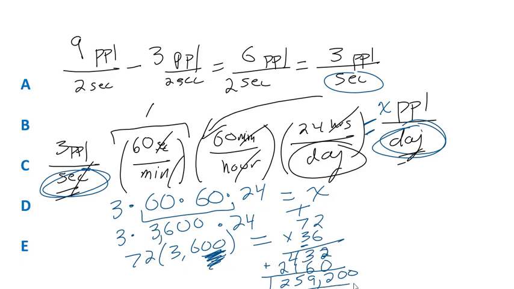So the answer, 259,200. Answer D, a unit conversion question. Really good review of unit conversion questions. And just remember the conversion factor, as it's called, not a phrase you have to remember, but the conversion factor, it's equal to 1. You can multiply anything by 1 without changing its value at all. We're just expressing 3 people per second in a different way. 259,200 people per day.